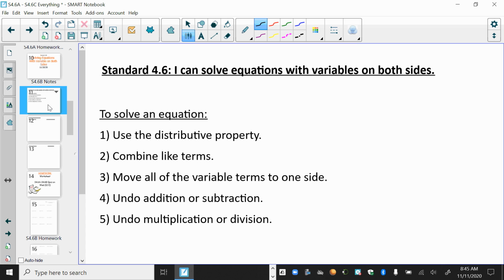To solve an equation, one, use the distributive property. Two, we're going to combine like terms. Three, we're going to move all the variable terms to one side, which was the new skill we learned last time. Four, we're going to undo addition or subtraction. Five, we're going to undo multiplication or division. All right, so let's work this through.